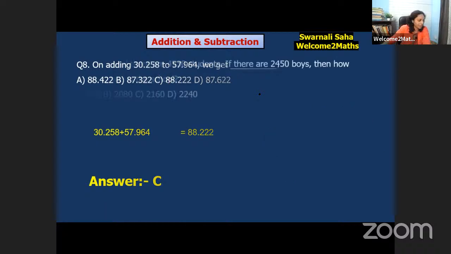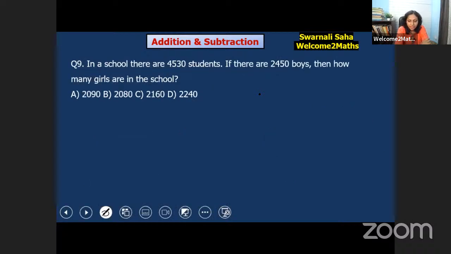Let's solve one more question. Question number 9. Now, in a school, there are 4530 students. If there are 2450 boys, then how many girls are in that school? That you have to find out. Okay. In a school, there are 4530 students. If there are 2450 boys, then how many girls are in the school?